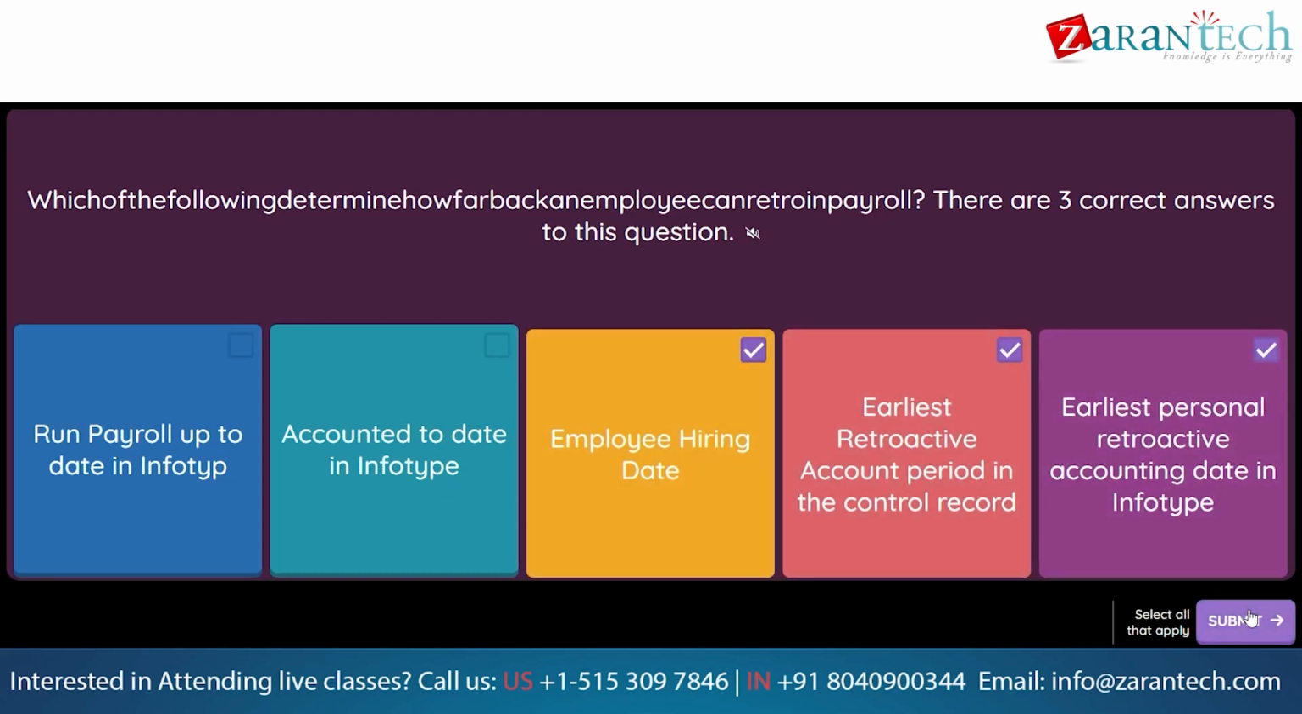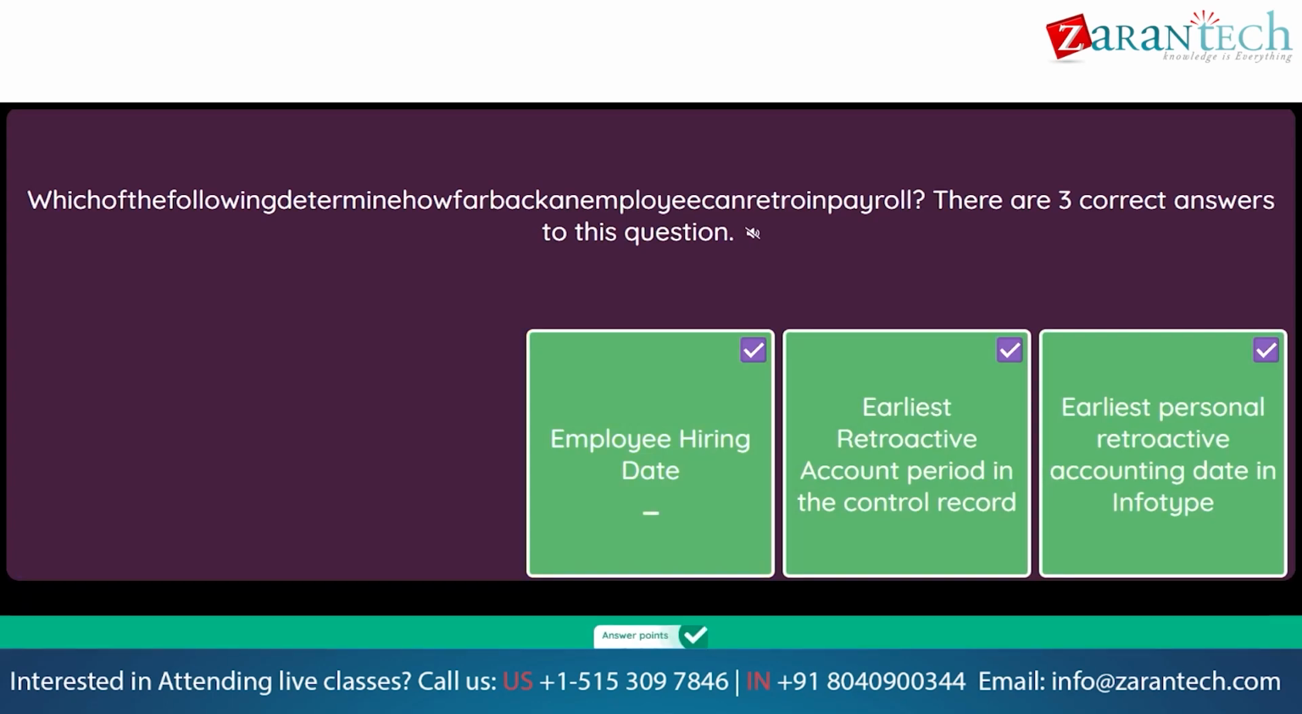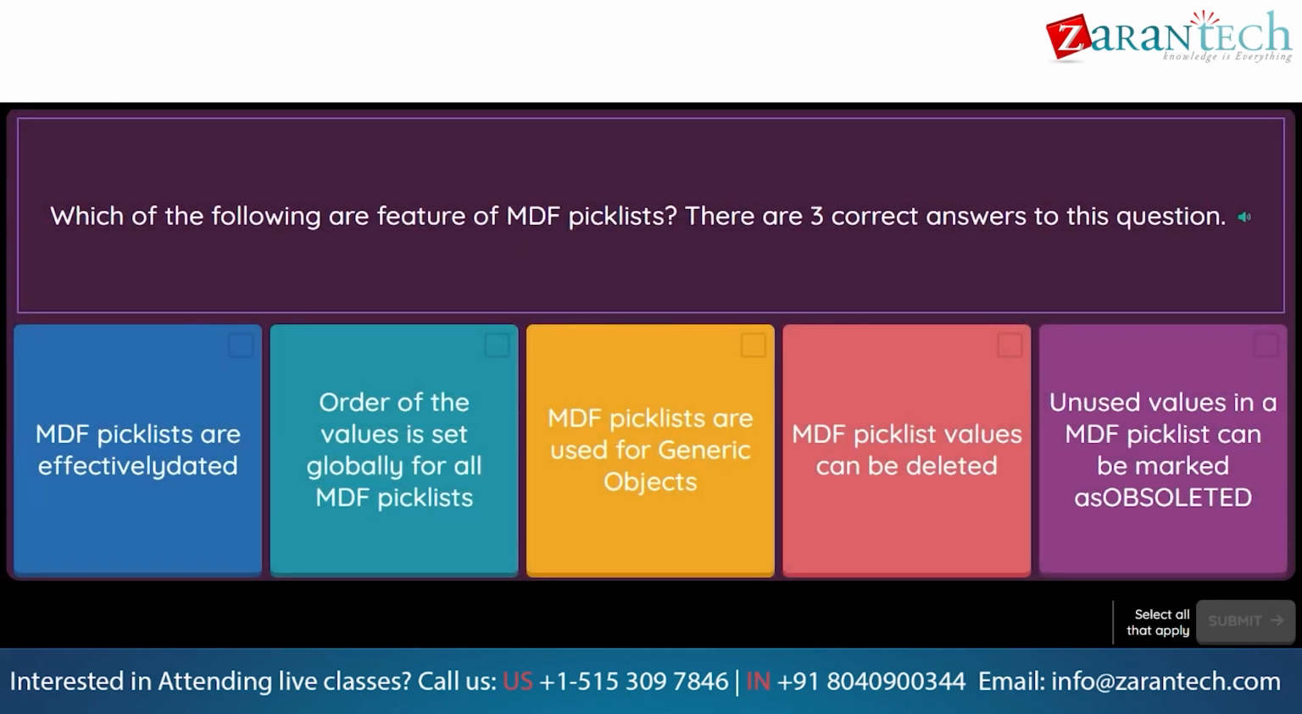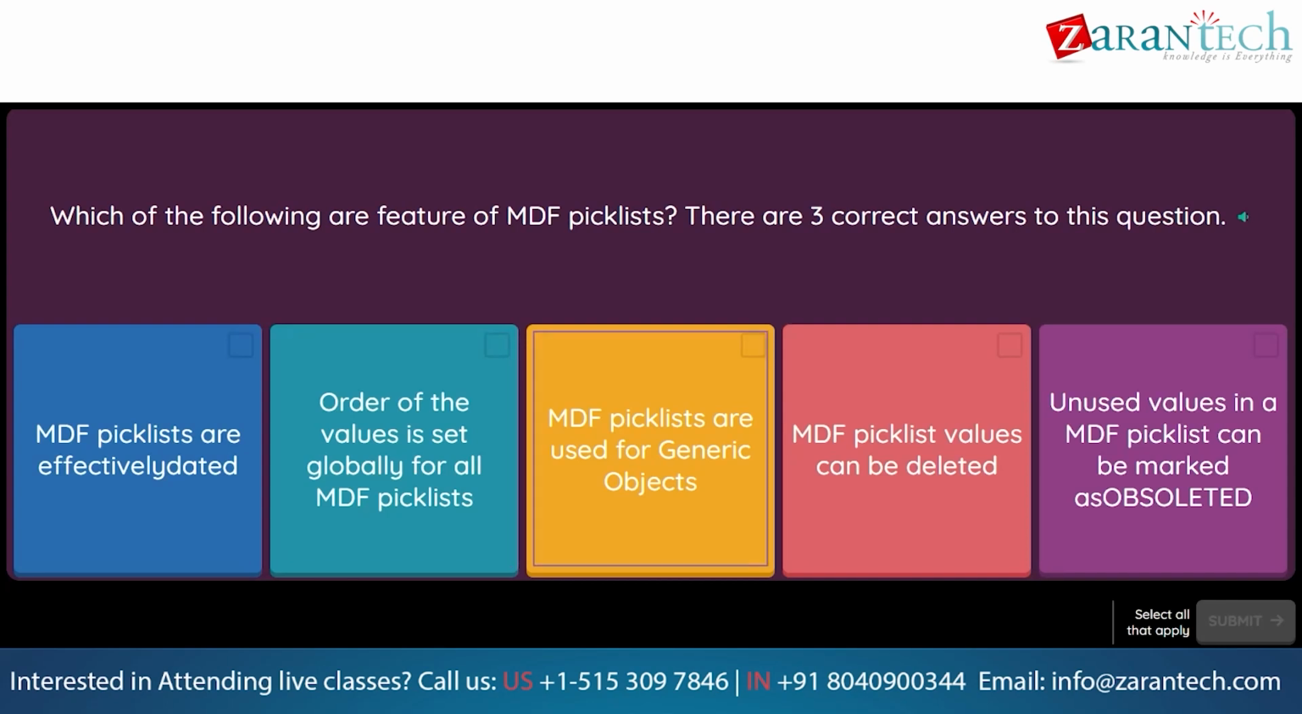Question: Which of the following are features of MDF picklists? There are 3 correct answers to this question. Option 1, MDF picklists are effectively dated. Option 2, order of the values is set globally for all MDF picklists. Option 3, MDF picklists are used for generic objects. Option 4, MDF picklist values can be deleted. Option 5, unused values in an MDF picklist can be marked as obsolete.